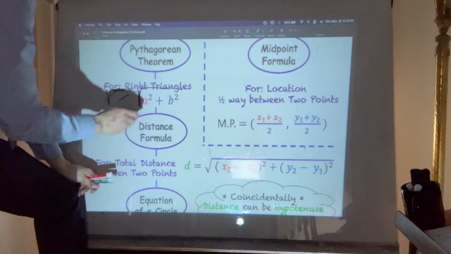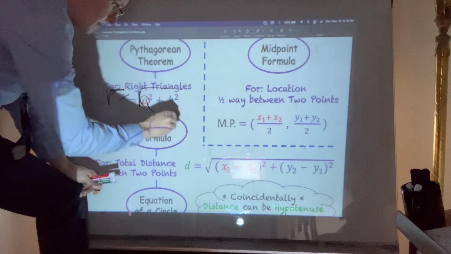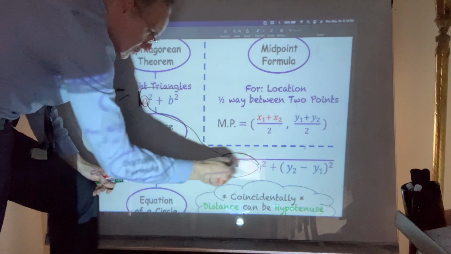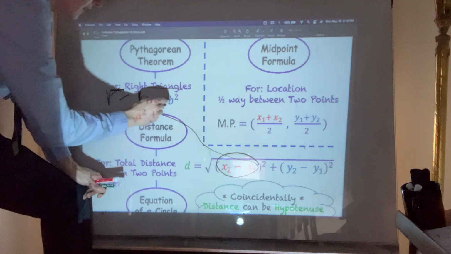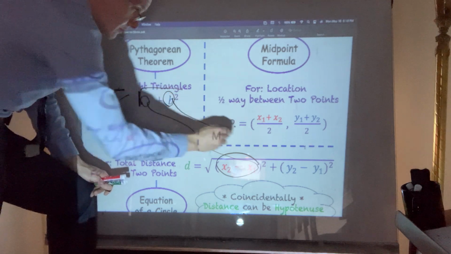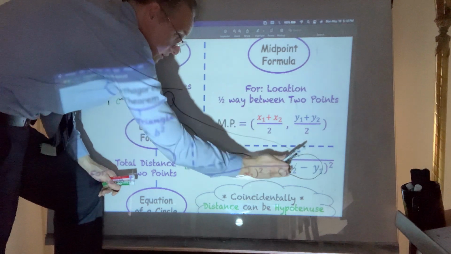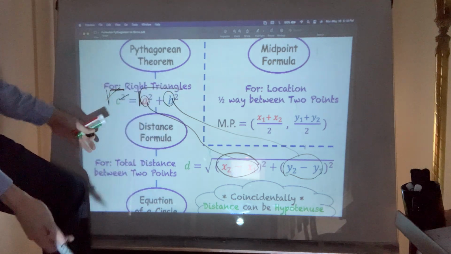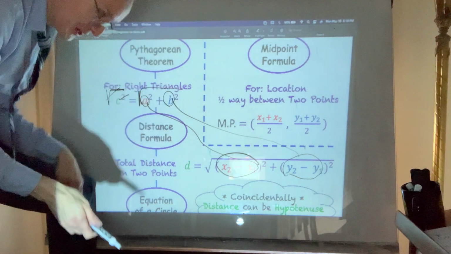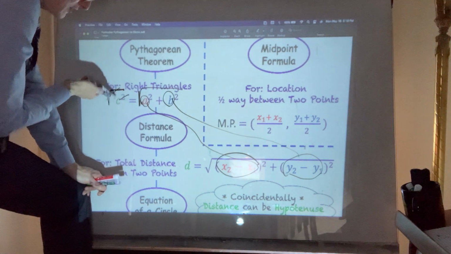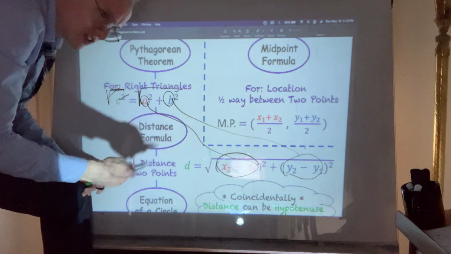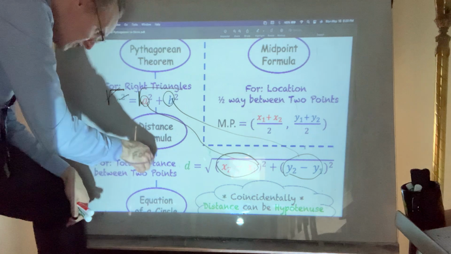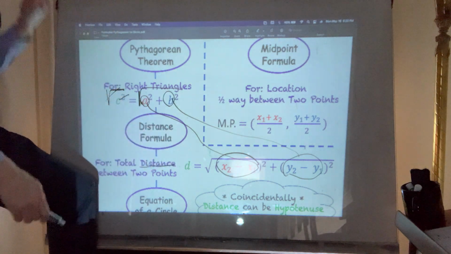All right? And again, instead of having a single solitary number, you have the difference of two x's. Right? Instead of this single solitary number, you have the difference of two y's. Right? Everything else is essentially the same. All right? The labels have been changed to protect the innocent. Right? So again, instead of C, it's called D because that's intuitive to the phrase distance. Right? D for distance.